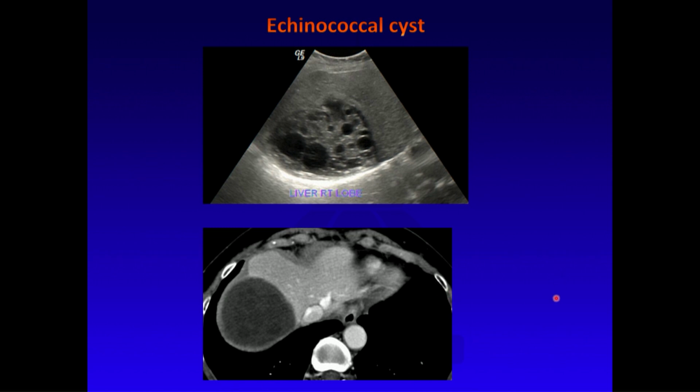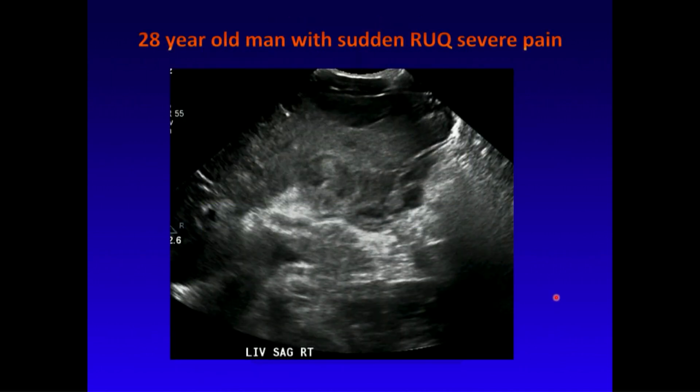Now, this is just a classic example of an echinococcal cyst, with multiple daughter cysts on ultrasound and CT. And this patient was from Saudi Arabia, an endemic area for echinococcal cysts.